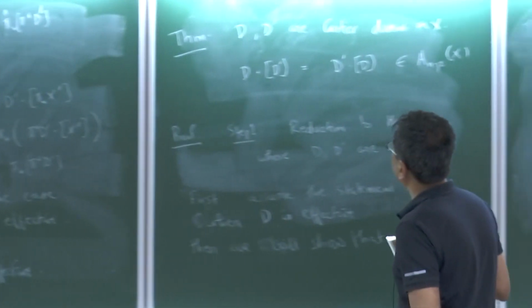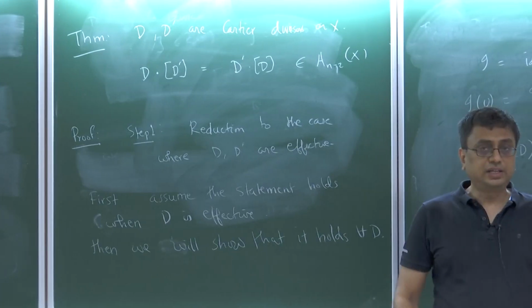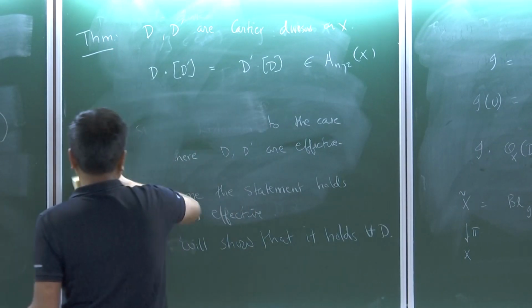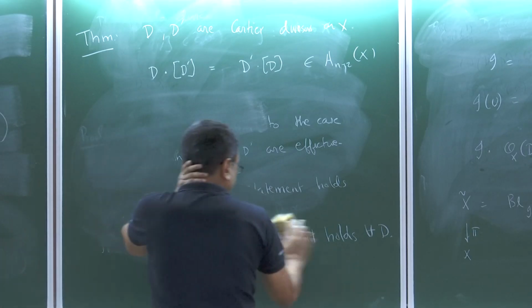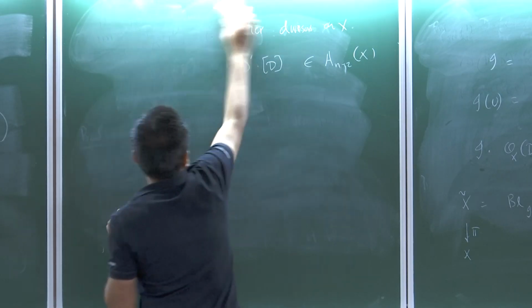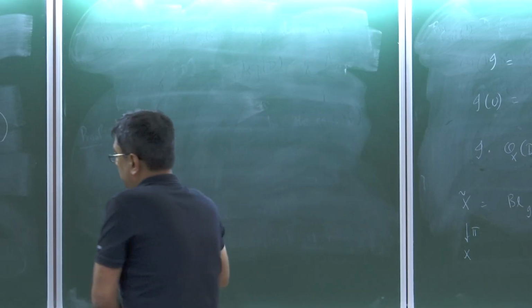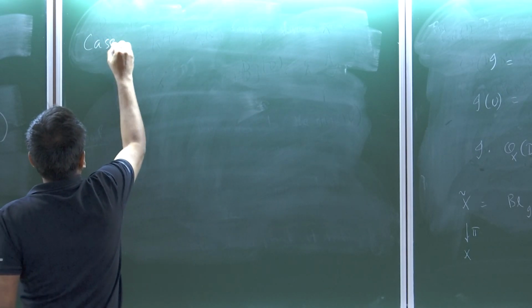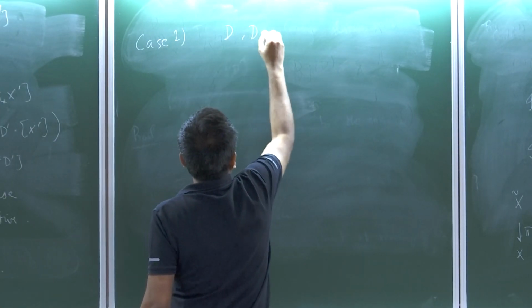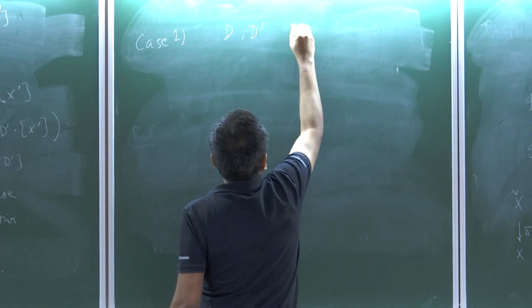Now this effective case also I am going to split in two parts. So first we will prove the case when D and D prime intersect properly. Okay. So case 1: D and D prime intersect properly.